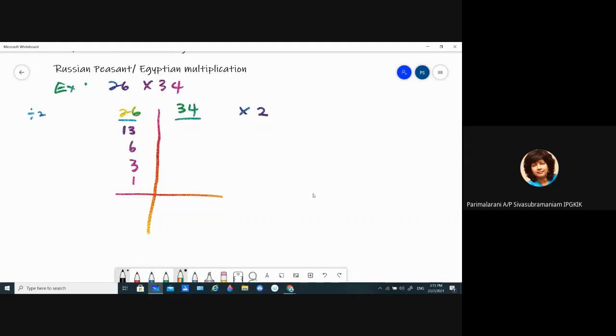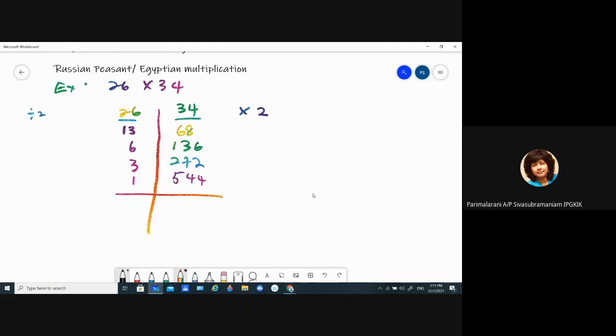34 times 2, 68. 68 times 2, 136. 136 times 2, 272. Do it mentally, okay? 272 times 2, 544. Okay, good. So when we come to the same level as the 1, we stop.